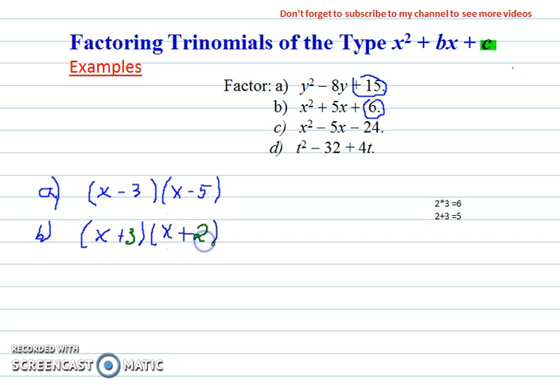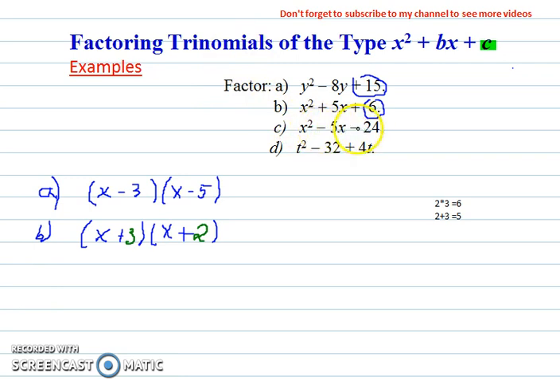It doesn't matter which one you put first because the multiplication of the factors is distributed, so we can keep it x plus 3 times x plus 2. Our third example we can see is C, x squared minus 5x minus 24.